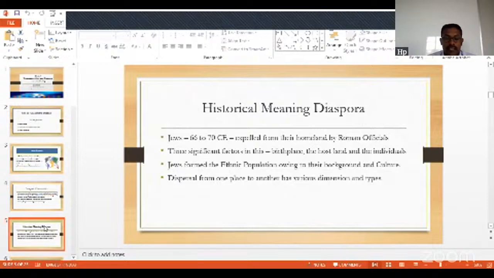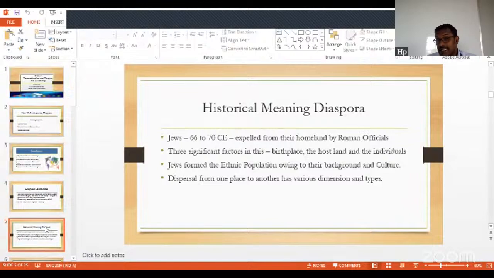The second one is the host land. The host land allows them to form a diasporic community. So one in the US, one in Australia, one in Gulf countries cannot form a diasporic community. The host land should be the same for a diasporic community.